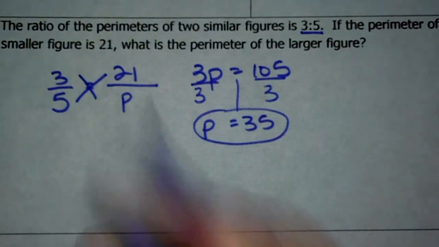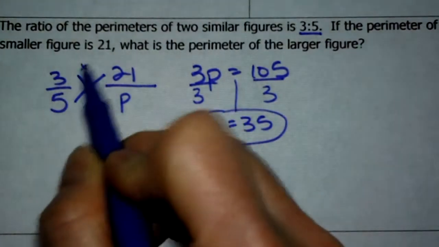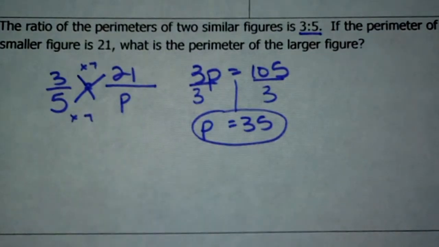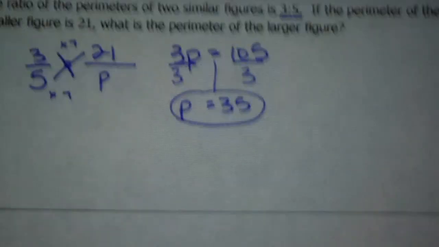If any of you said, well, I know that 3 times 7 is 21, and 5 times 7 is 35, then you could have answered it that way as well. The cross products property works every single time, not just when there are easy peasy numbers like this one. But I'm not opposed to you using other strategies as long as you show me what strategy you're using. Okay, so that's the perimeter. Perimeter, again, it's the same as the ratio of the corresponding sides.